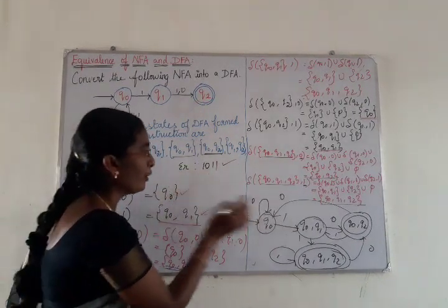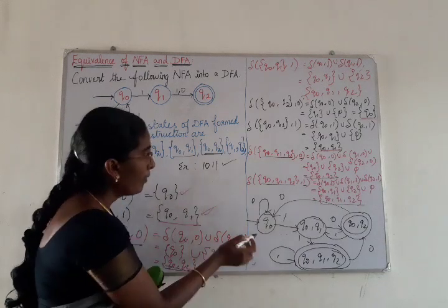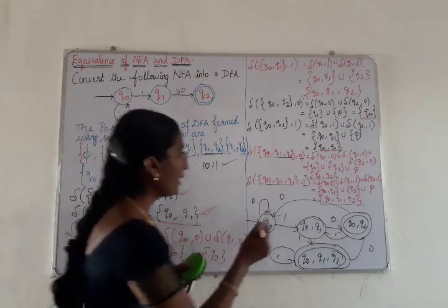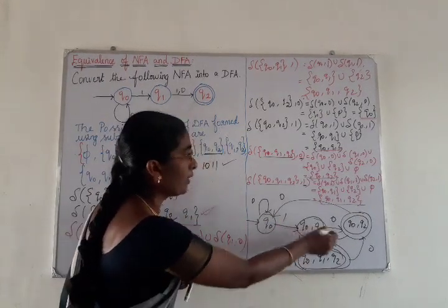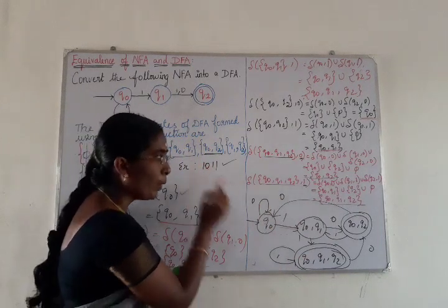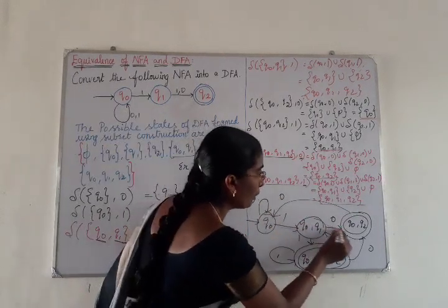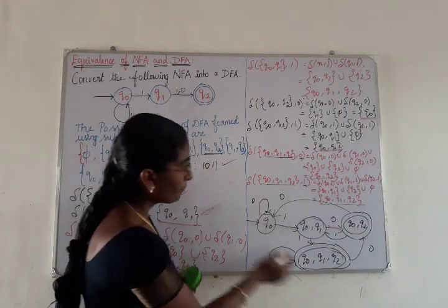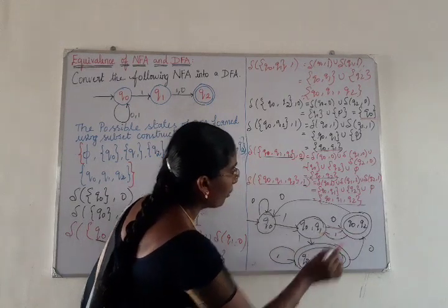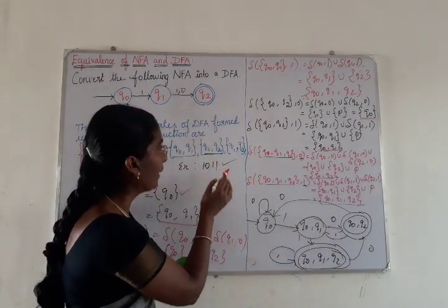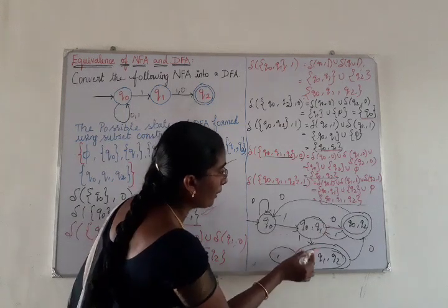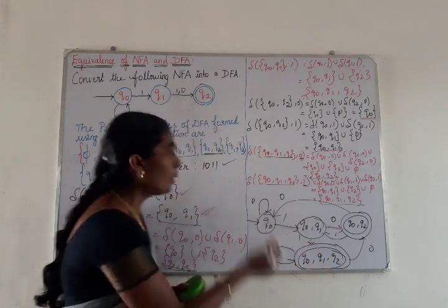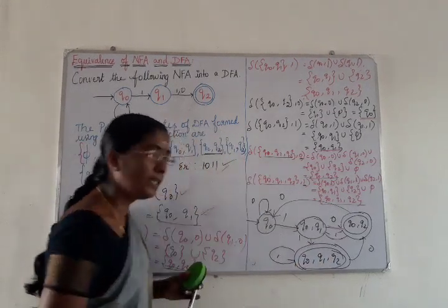Consider the same string for the DFA. First thing is 1. From Q0 for 1, where is it moving? For 1 it is moving from Q0 to Q0 comma Q1, and for the next 0, Q0 comma Q1 to Q0 comma Q2, and for the third one, again coming back to Q0 comma Q1, and for the last one from Q0 comma Q1 to Q0 Q1 Q2. Now this is a final state. So the string is also accepted by the DFA.